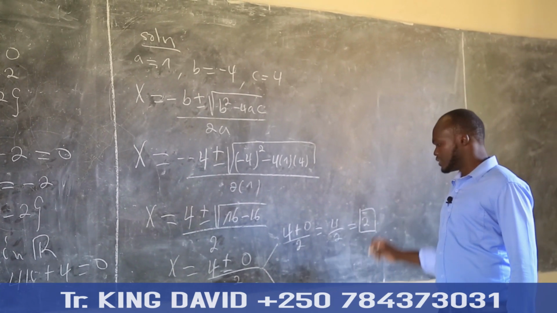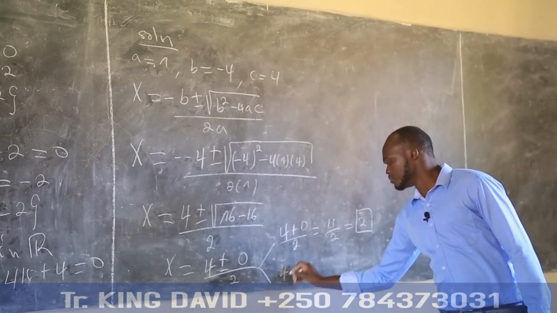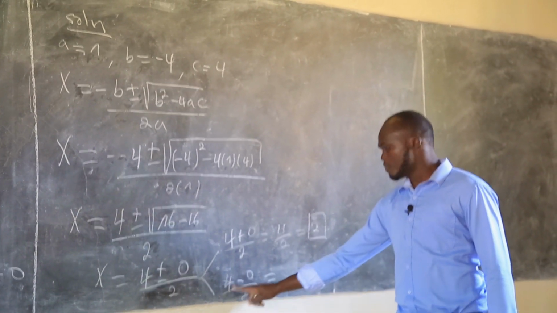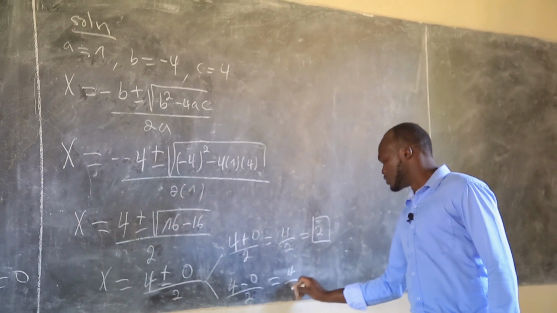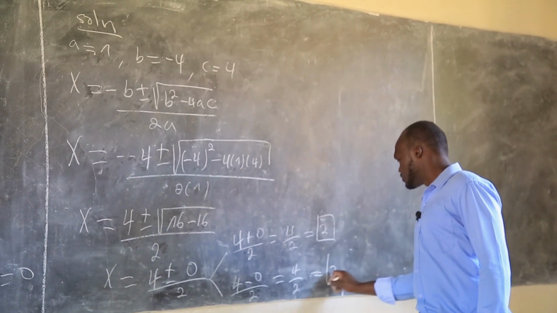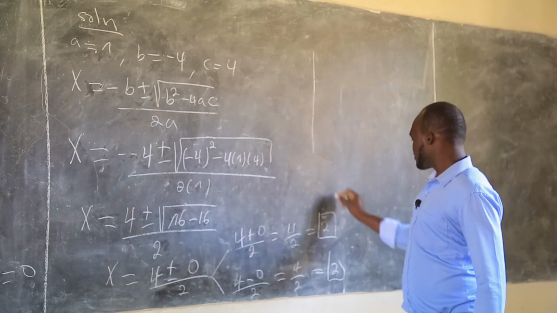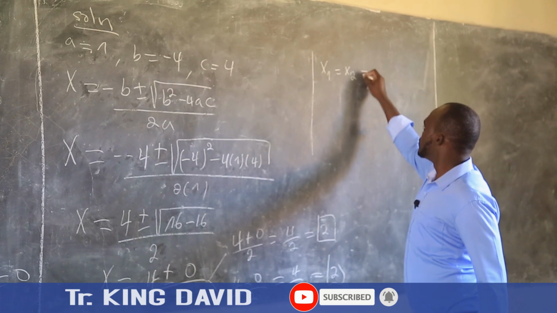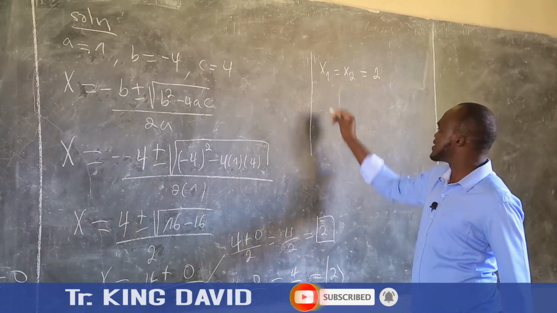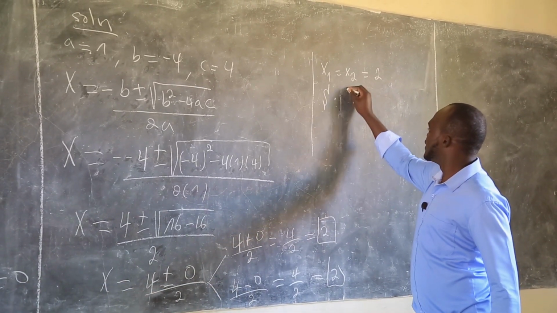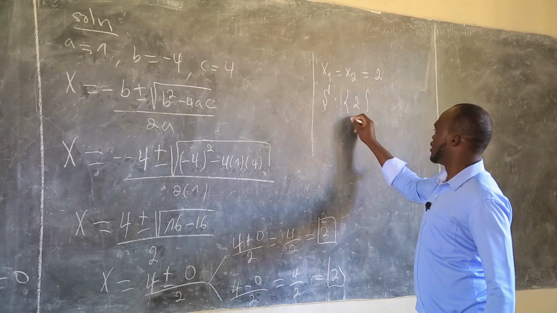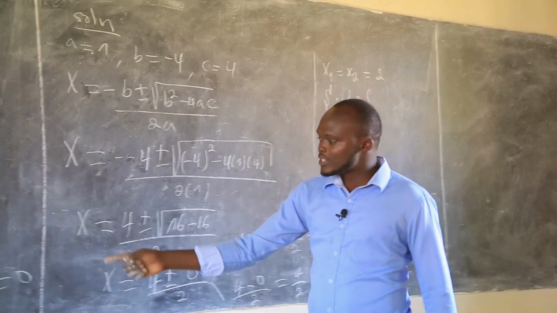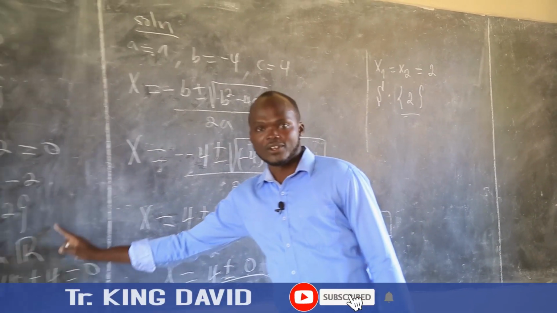And here we have 4 minus 0 over 2, which is 4 divided by 2. Also the answer is 2. So now here, we have x1 equal to x2, which is equal to 2. So our set has 2 as the solution set. So now, we are solving this one under the set of real numbers.